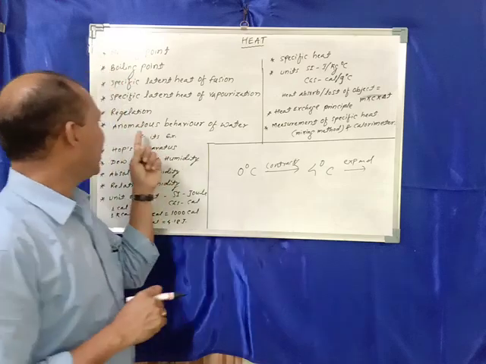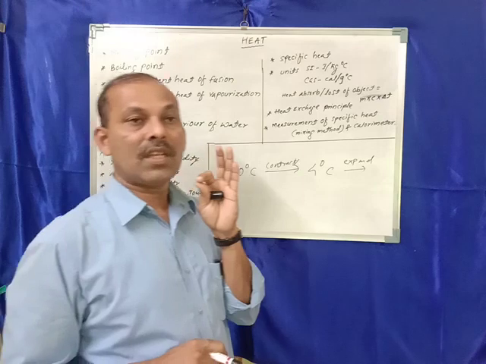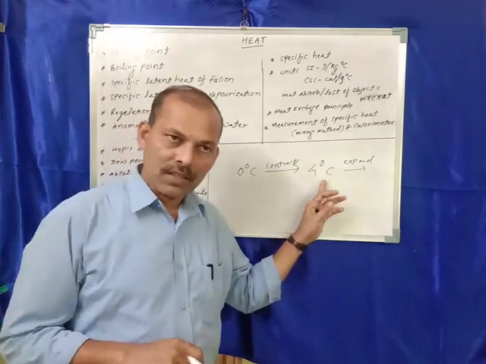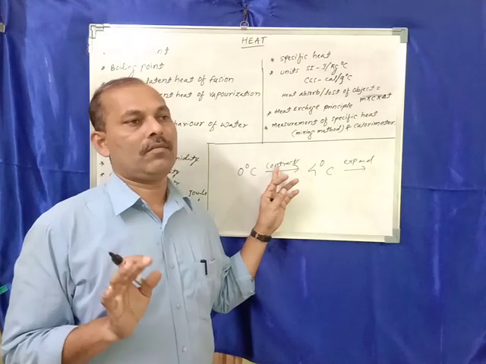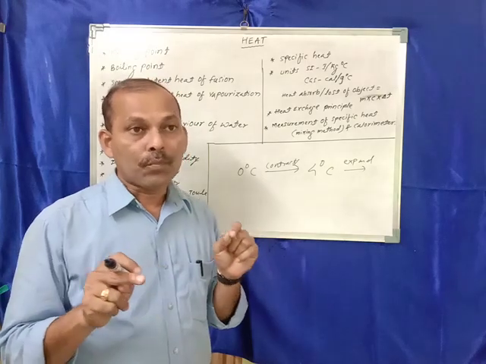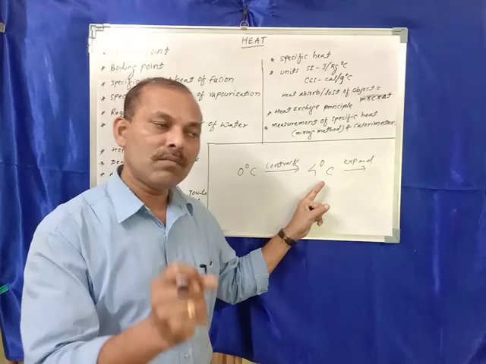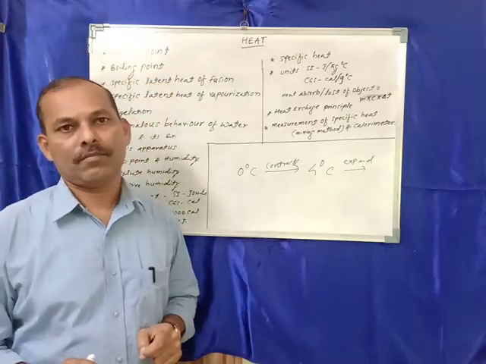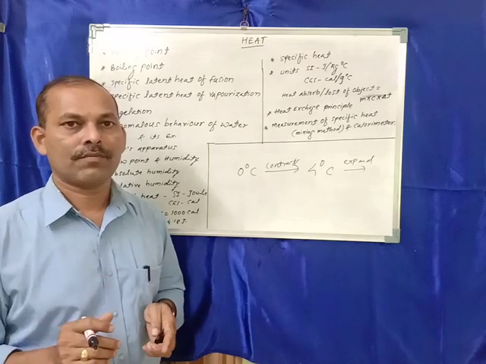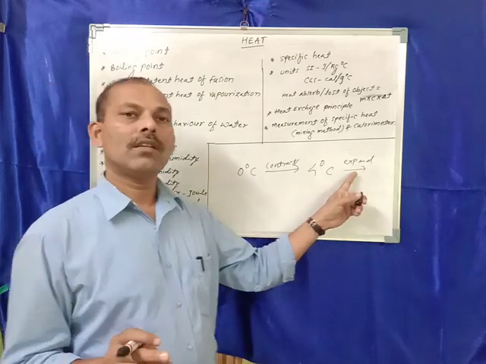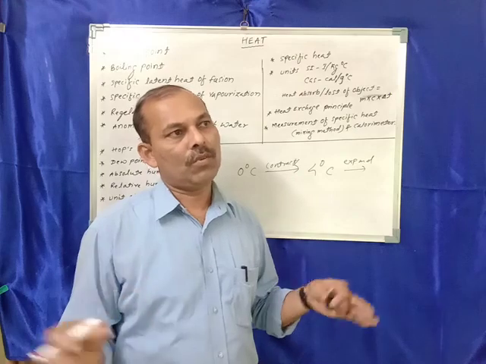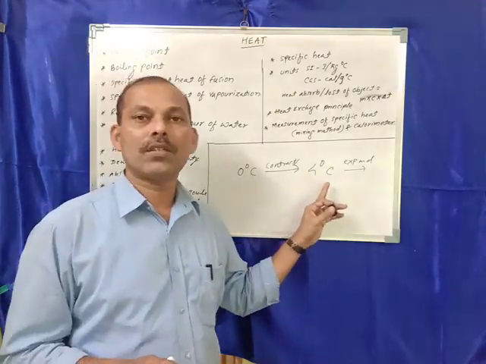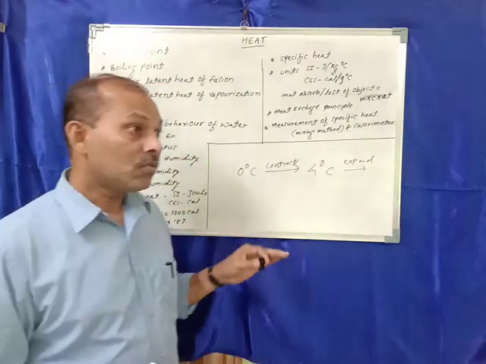This behavior is known as the anomalous behavior of water. What is the anomalous behavior of water? If you heat water from 0 degrees Celsius to 4 degrees Celsius, it contracts instead of expanding. Because of that, at 4 degrees Celsius its volume is minimum, meaning the density of water is highest at 4 degrees Celsius due to highest contraction. If the water is heated further, it expands and its volume increases. This behavior of water between 0 degrees Celsius and 4 degrees Celsius is called the anomalous behavior of water.